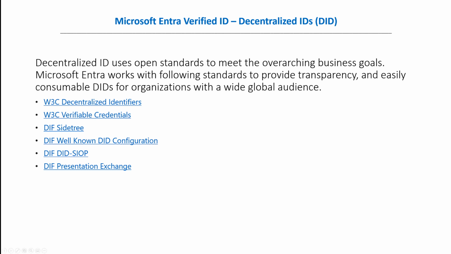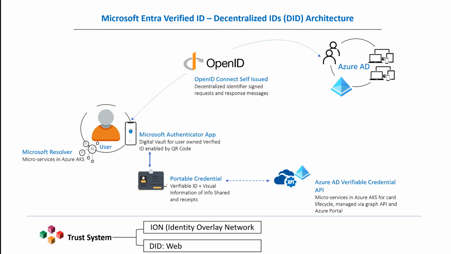Now, how does it actually work? What is the fundamental architecture behind it? And I personally feel, again, this is very simple. As it is a user-centric solution, the user is requesting a digital identity or virtual card using OpenID Connect, a protocol that every developer can use. It will go to Azure Active Directory, and Azure Active Directory would issue a verifiable identity that would be stored in a digital vault.